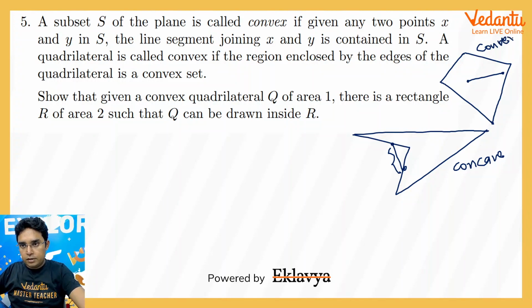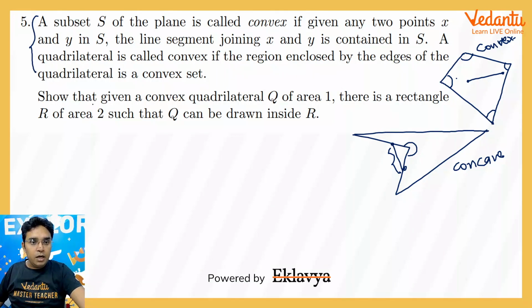That will be convex. In fact, one more thing you can see is that for any convex quadrilateral or polygon, this angle has to be less than 180. Every angle should be less than 180. But in case of concave, you may have one or two angles that are greater than 180 also. Okay, so this was only to explain what a convex set is.